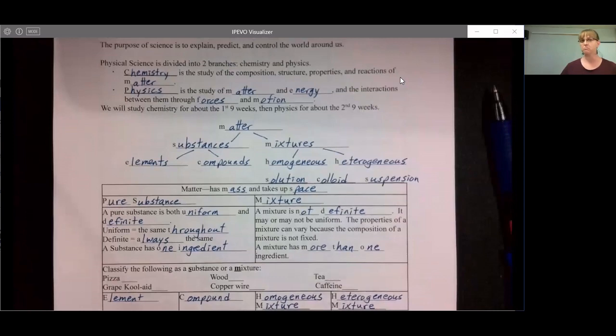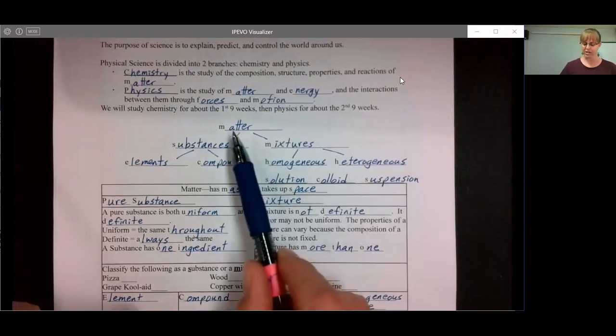Things that are matter: electricity, because it's made of atoms. Atoms weigh something, they have mass, and they take up space. Air is matter because air is made of tiny gas particles that do weigh something. That's why we have air pressure, the weight of the air, and they do take up space. That's why you have the space of air around you.